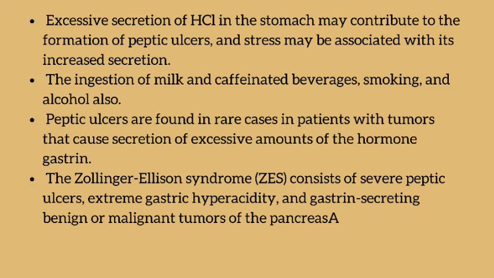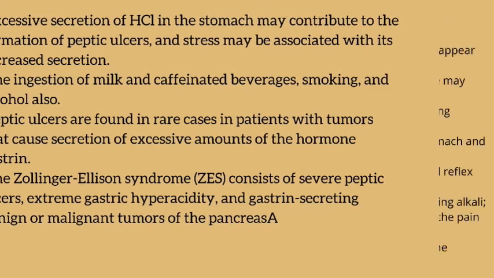Next they are telling over here is ZES, nothing but Zollinger-Ellison syndrome, which consists of severe peptic ulcer, and that happens because of extreme gastric hyperacidity and gastrin secretion, from a benign or malignant tumor of the pancreas. So these are all the things about the peptic ulcer. Overall we should understand that because a high level of HCl production is taking place in the stomach, because of that only peptic ulcer is taking place.